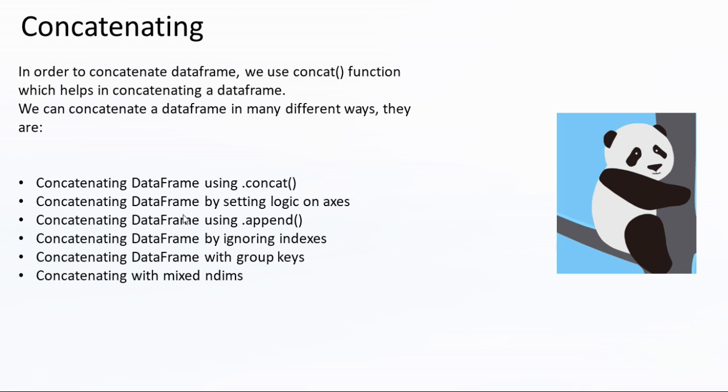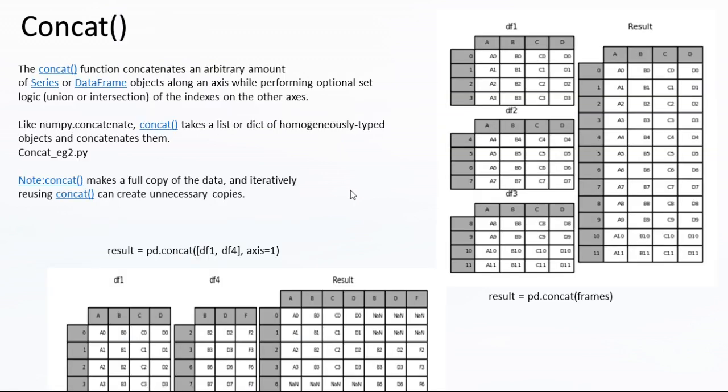We can also concatenate data frames by setting logic on the axis. We can also use the dot append function. We can also concatenate data frames by ignoring the indexes. We can do it with group index keys and with mixed n dimensions. In today's session we will be using the dot concat function, and we will also study some of the options that you can give in this function.